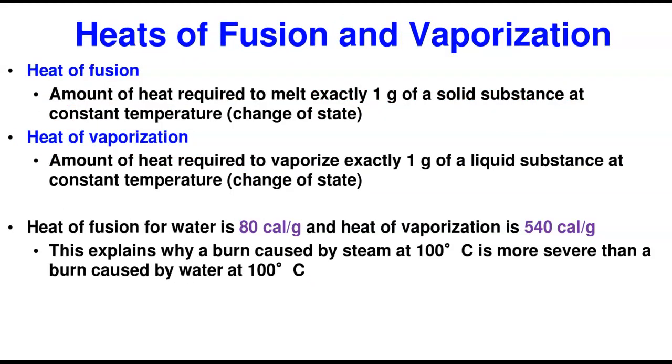Heat of fusion and heat of vaporization. You see, heat of fusion is defined as the amount of heat required to melt exactly 1 gram of a solid substance at a constant temperature. If you're going to melt a solid to liquid, remember, melting simply means you're going from the solid state to the liquid state.